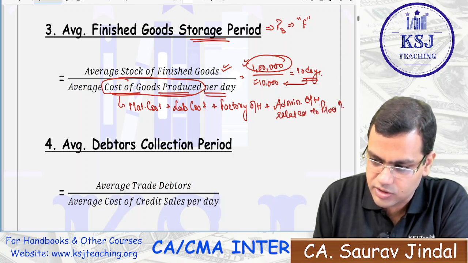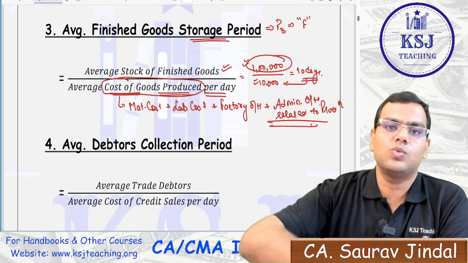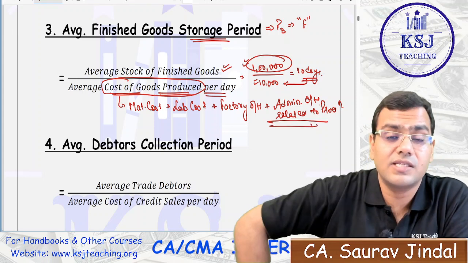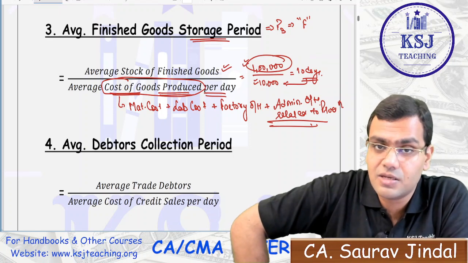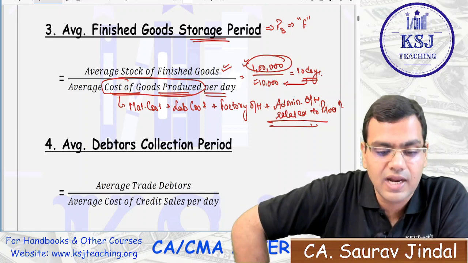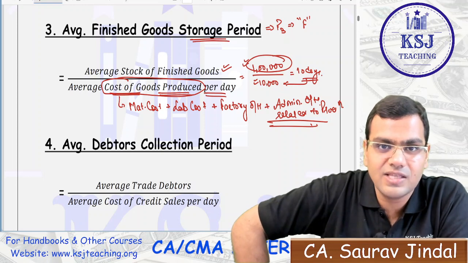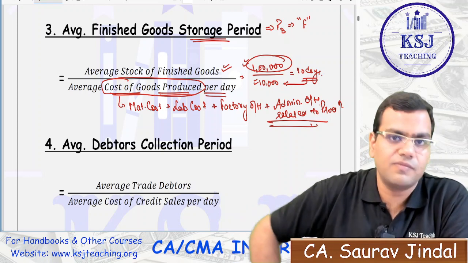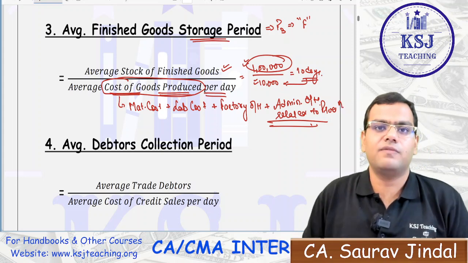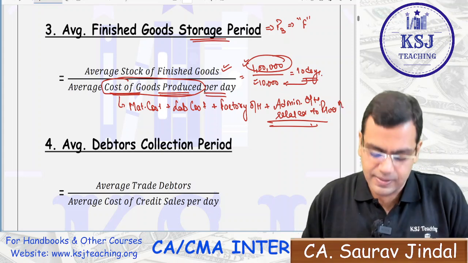Admin overheads related to production. So all these things will be included, whatever is the cost that has been incurred in the manufacturing of those goods which are lying there, which are awaiting the sale, right? All the cost which is incurred, that is known as cost of production. We have already discussed it in the chapter of the cost sheet in cost accounting, isn't it?